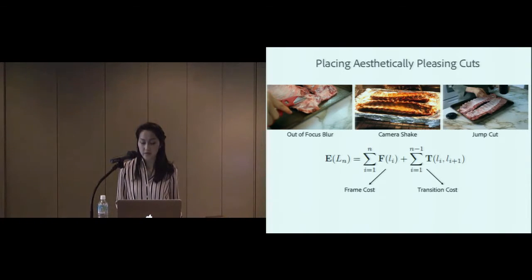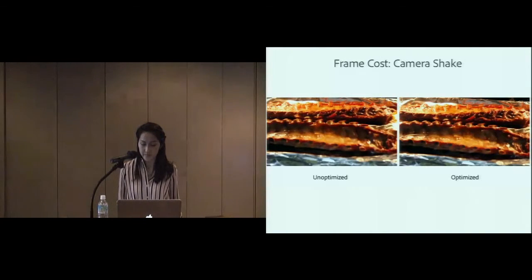In this objective function, the frame cost evaluates the quality of the video and expresses the blur and camera shake penalties, while the transition cost evaluates the change between 2 adjacent frames and expresses the jump cut penalty. We minimize this optimization using dynamic programming.